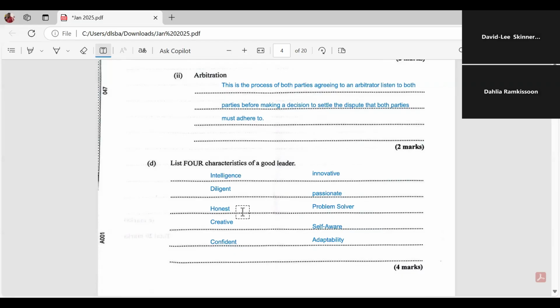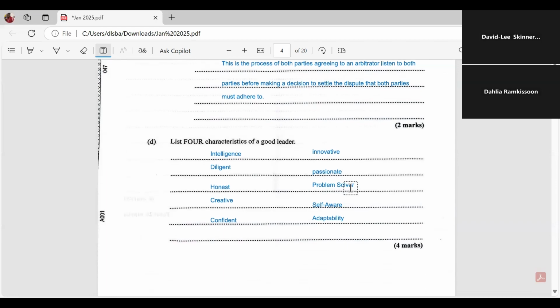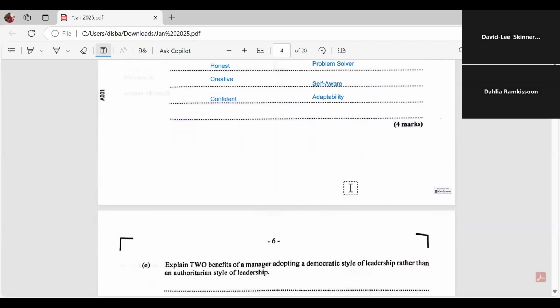So I put like 10 different ones here, so you can have a good idea. Creative, honest, innovative, diligent, intelligence, confidence, adaptability, self-aware, passionate, problem solver. Any of those could work, right?